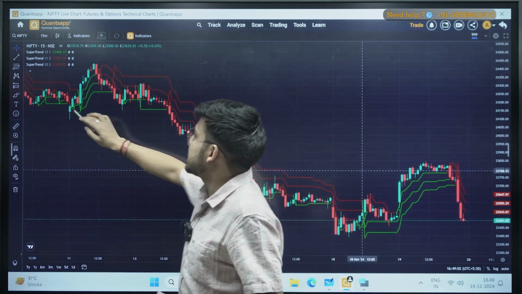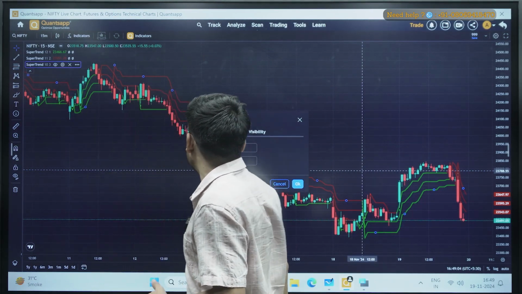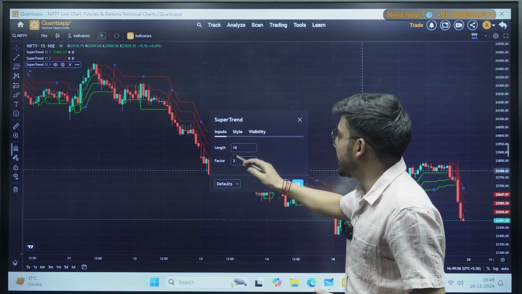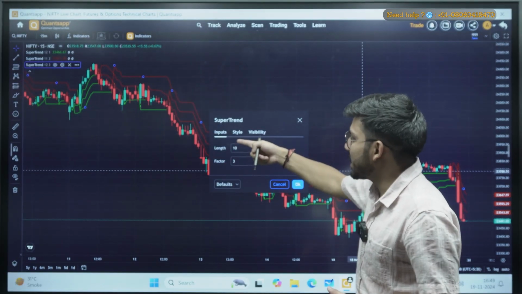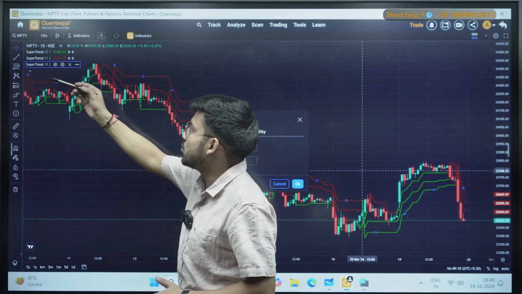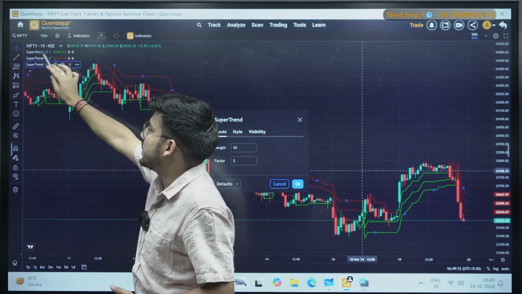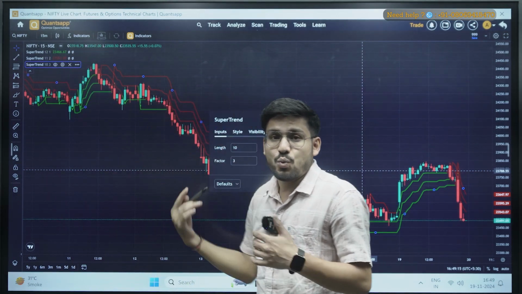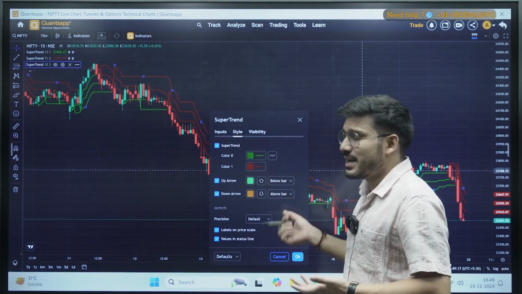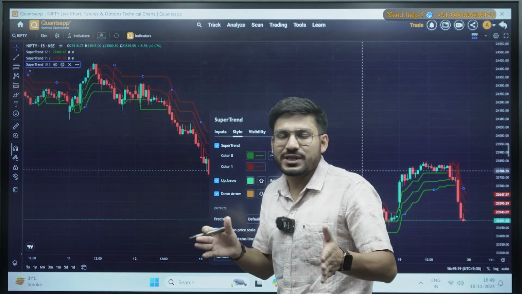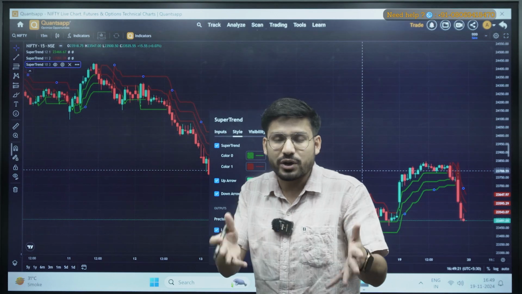Then you just have to change the settings from here. Go to the inputs, and for the first one keep the reading 10:3. For the second one keep the reading 11:2. For the third one keep the reading 12:1. You can change the color as well. You can put your settings as per your requirements.